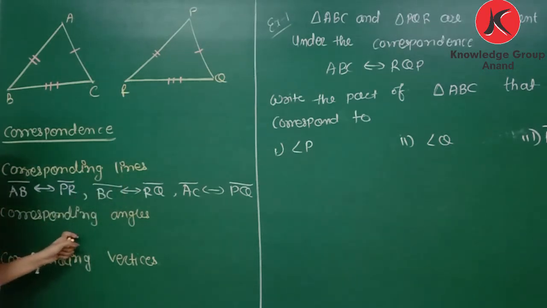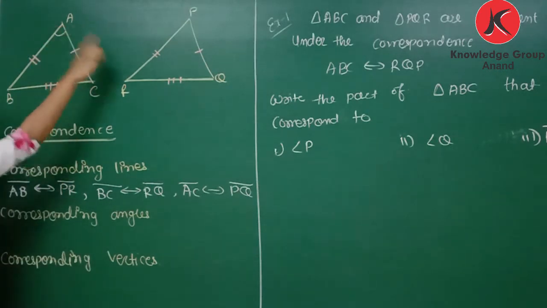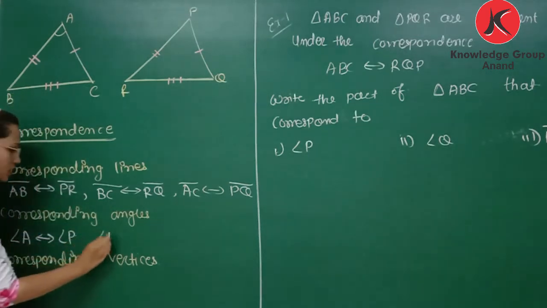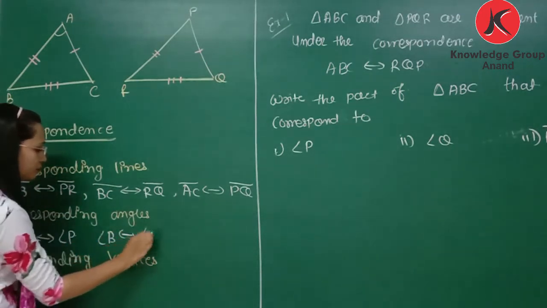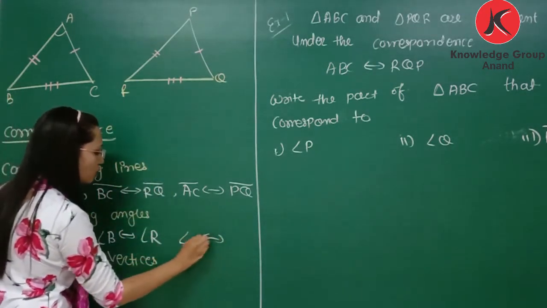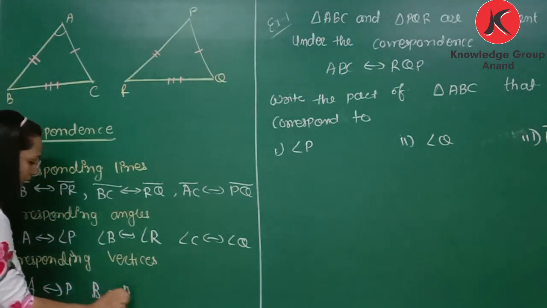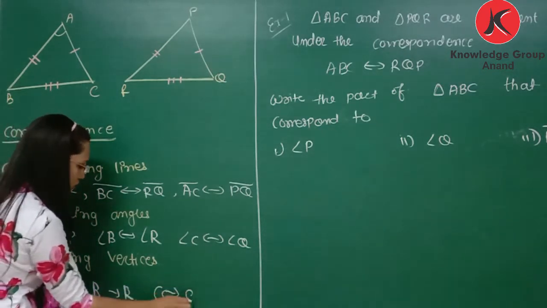Now correspondence of angles. Here consider angle A, that is equal to angle P, corresponds to P. Angle B corresponds to angle R. Angle C corresponds to angle Q. So these are the three correspondences according to the angles. Now corresponding vertices means which vertex falls on which other vertex. So here A corresponds to P, B corresponds to R, and C corresponds to Q.